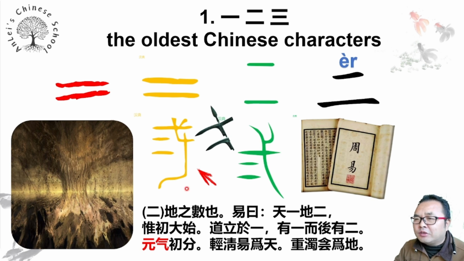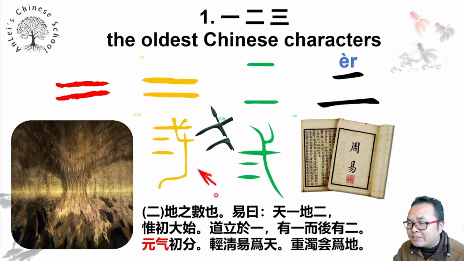In bronze inscription, we found there's also the dagger axe, the weapon. The Book of Chinese says, heaven is one, earth is two. In the beginning, there stood one, and later there's two. The original air started to split. The light and the clear yang became heaven. The heavy and dirty yin became earth. This is a little bit similar to the Genesis in the Bible.